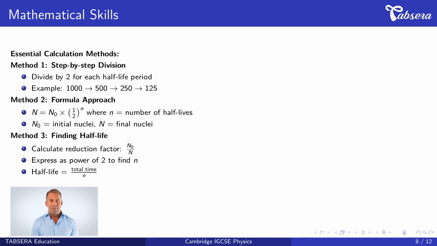Third, finding half-life when given initial and final amounts. Calculate the reduction factor by dividing initial by final nuclei. Express this as a power of 2 to find n. Then divide total time by n to get the half-life period.